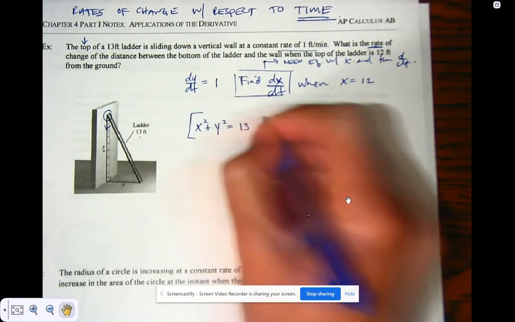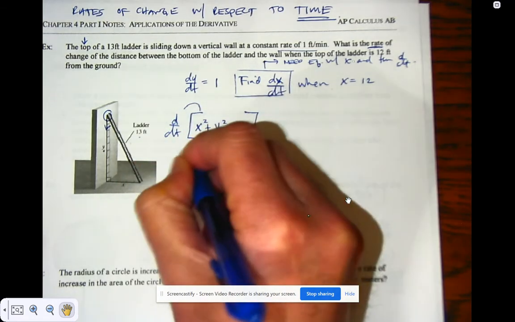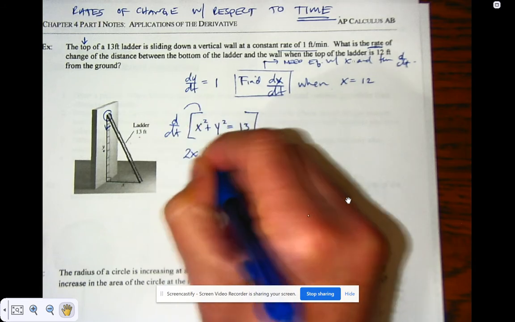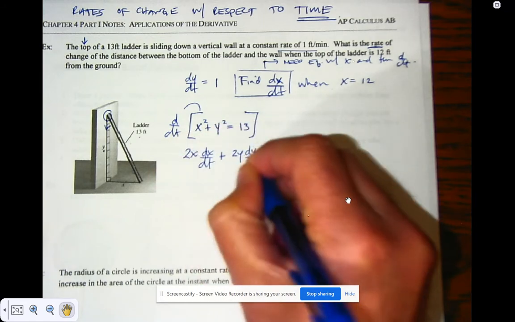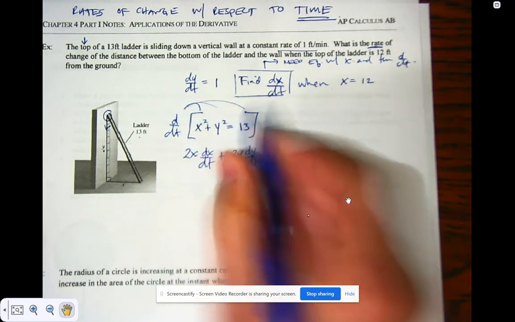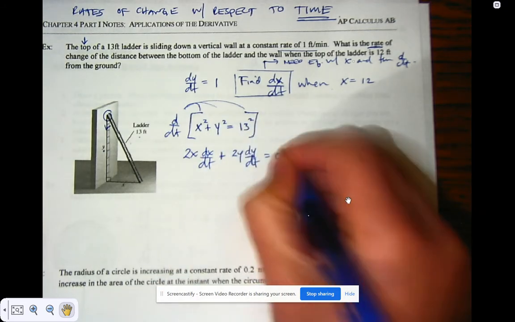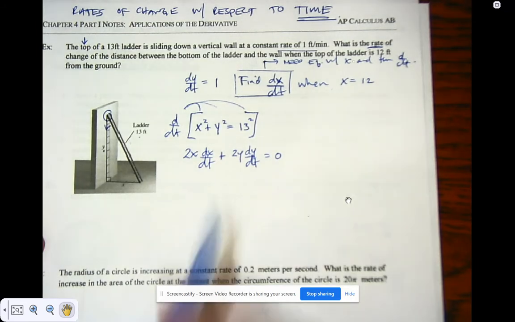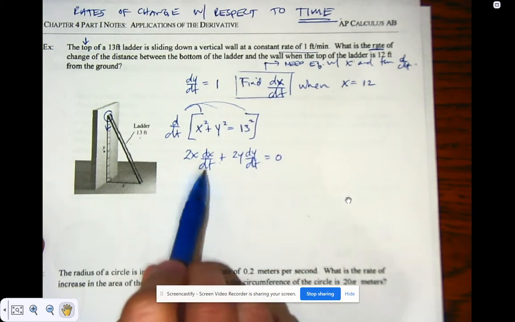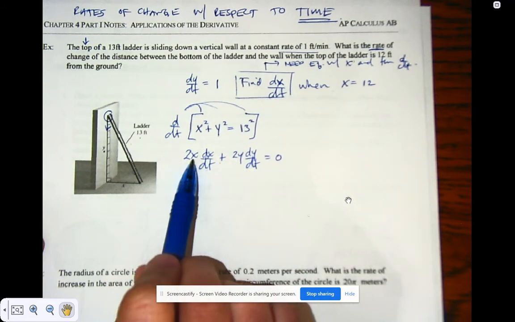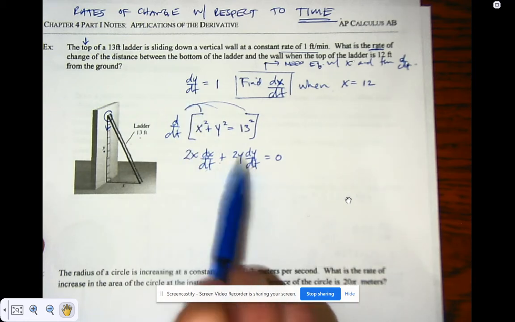And when you take the derivative with respect to time, you get 2x. X doesn't match t, so dx/dt, plus 2y. Y doesn't match t, so dy/dt. And the derivative of 13, I'm sorry, this should be squared. The derivative of 13 squared is going to be 0. Okay. And so I need dx/dt. Okay, that's what I'm looking for. So I can find that if I have all my other unknowns. I have x, it's 12. It told it to me. And I have dy/dt, it's 1. Okay, but I don't have y.